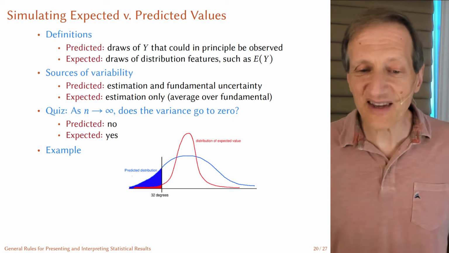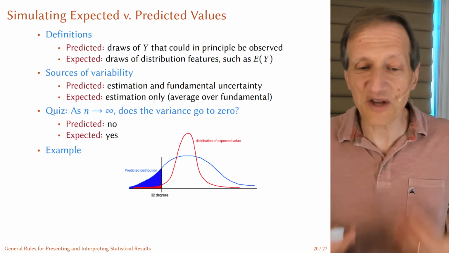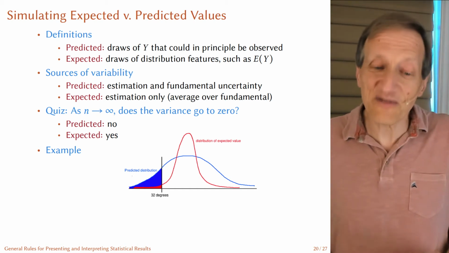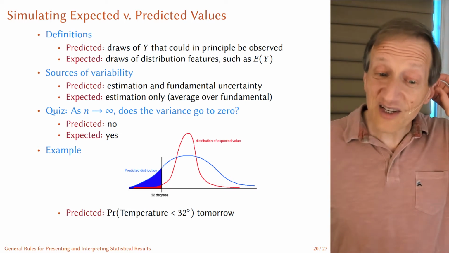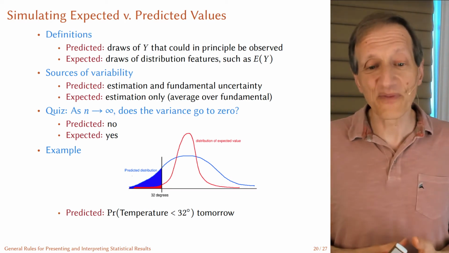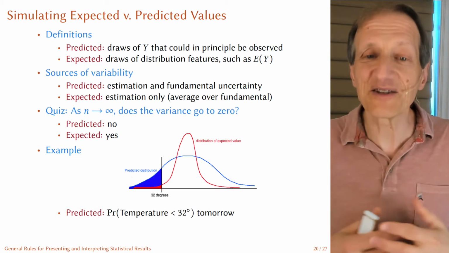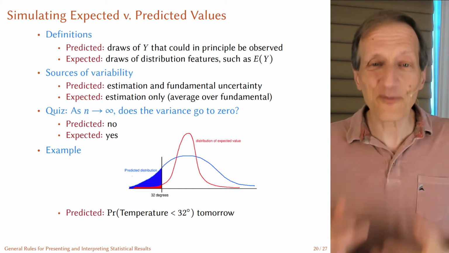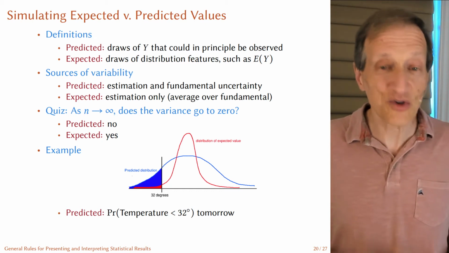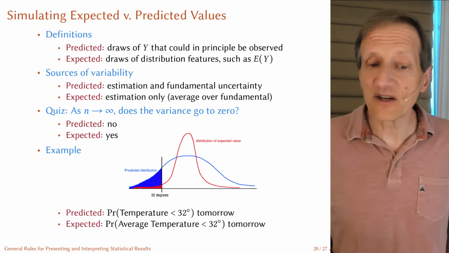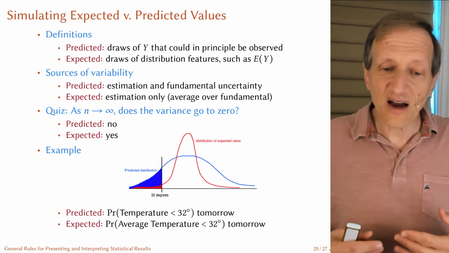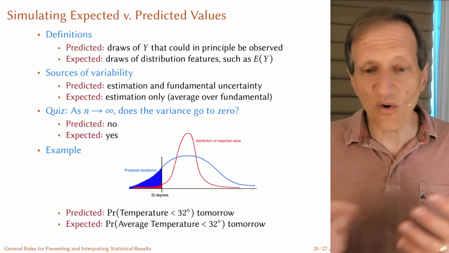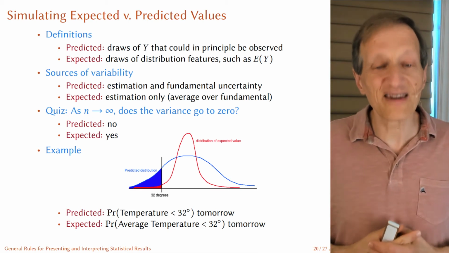So an example is temperature. We might be interested in whether the temperature is less than 32 degrees, whether it's freezing. And there are different ways of asking the question. One is for predicted values: we might just ask the simple question, what's the probability that the roads will freeze tomorrow, that the temperature is less than 32 degrees tomorrow? So we could calculate that. But we might also be interested in the expected value. What's the probability that the average temperature, on average for all the years like this one, is less than 32 degrees tomorrow?